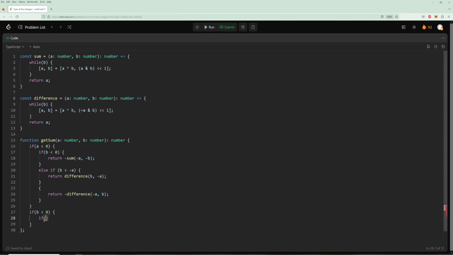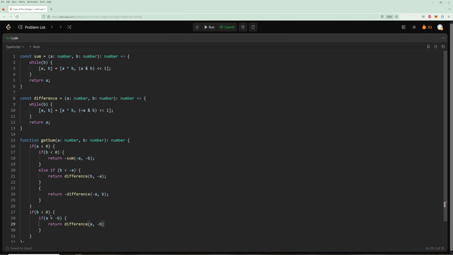So if b is negative, we don't have to check for both of them being negative because they're handled here. But we have to check if a is greater than -b, right? Then we're trying to do a minus b here because a is bigger. So return the difference of a and minus b.